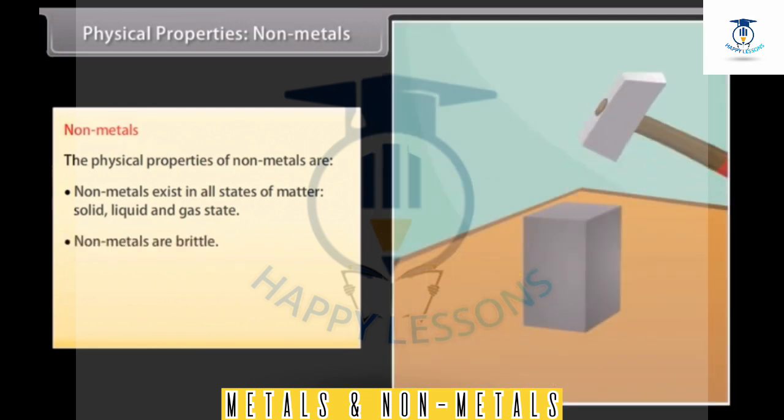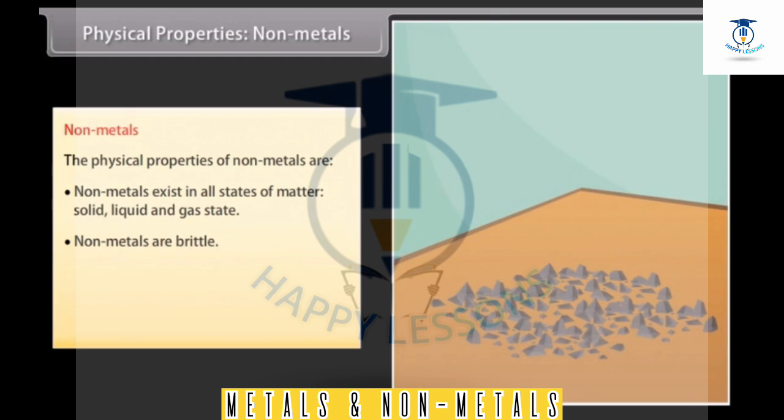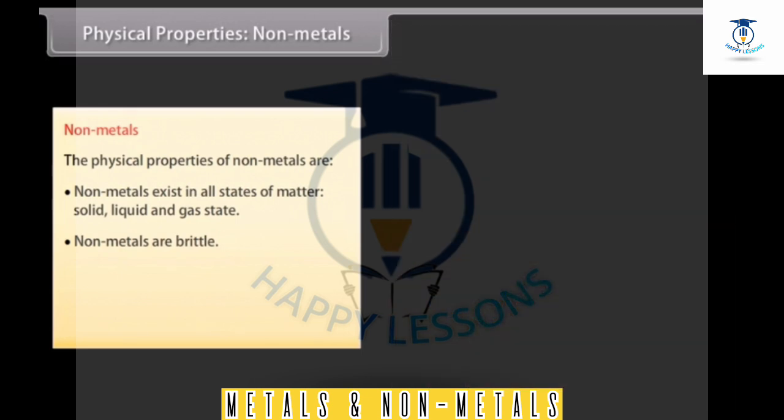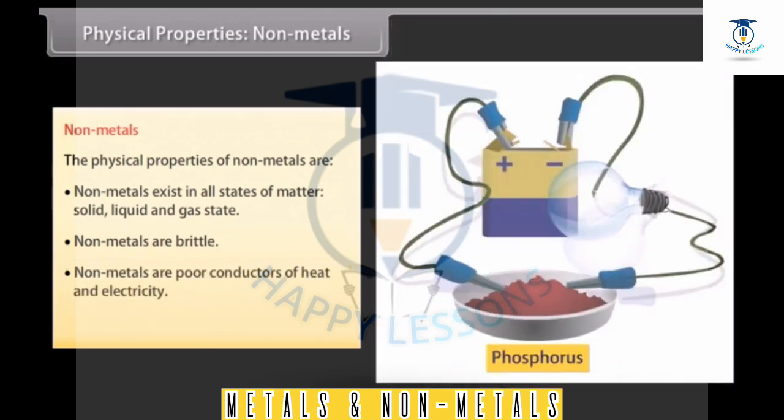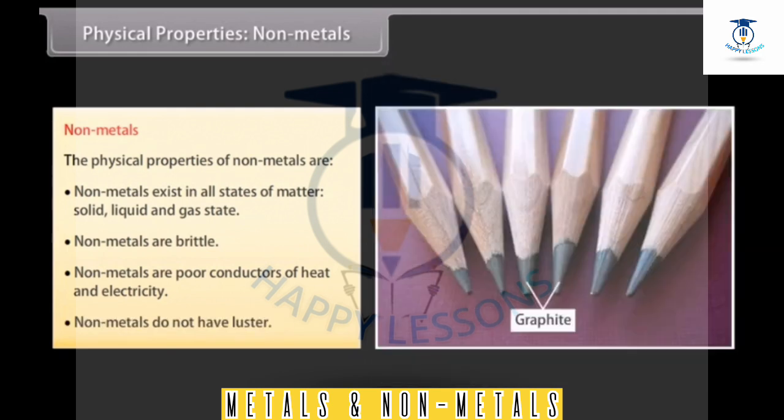Non-malleable and non-ductile. Non-metals are brittle and cannot be rolled into wires or beaten into sheets. Poor conductors of heat and electricity. Non-metals are poor conductors of heat and electricity. Graphite, a form of carbon, is an exception as it is a good conductor of electricity and is used in making electrodes. Luster. Non-metals have no metallic luster and do not reflect light.